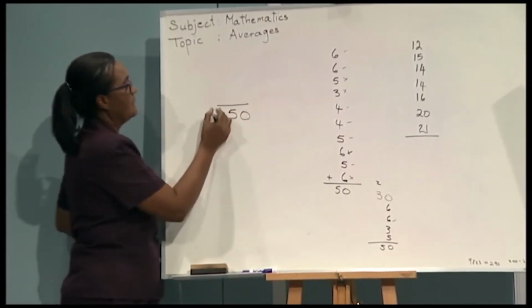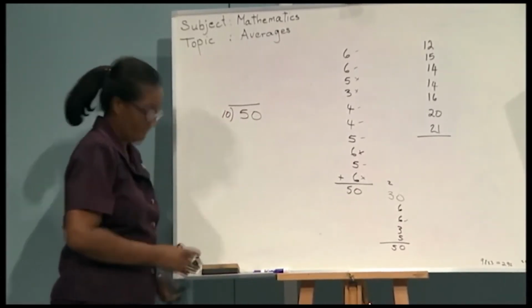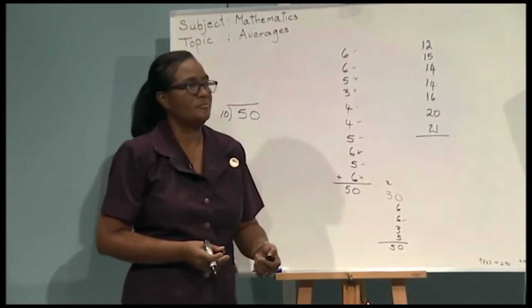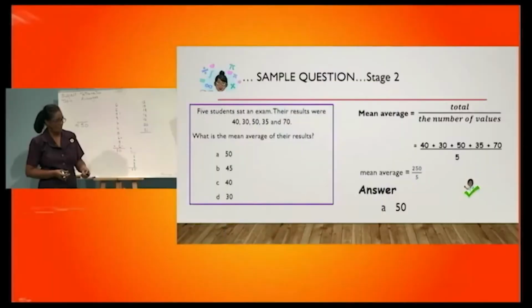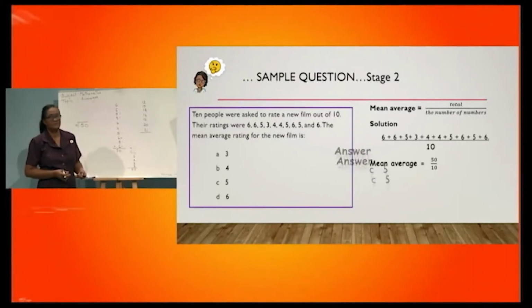divided by, and I had 10 values. I can do that in my head. 50 divided by 10 is 5. Okay? All right, so we're back on the board. 50 divided by 10. Do you see your answer?